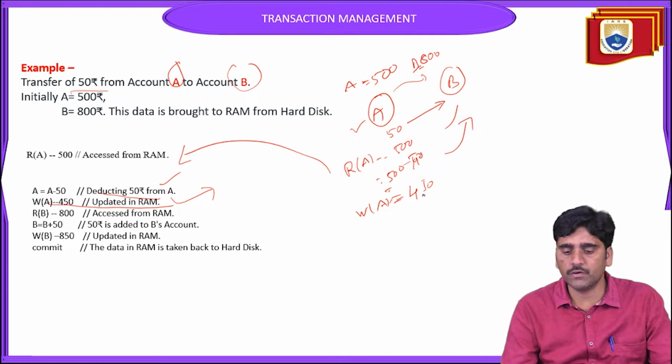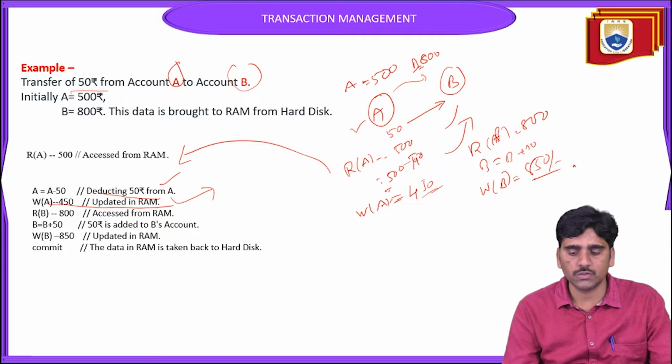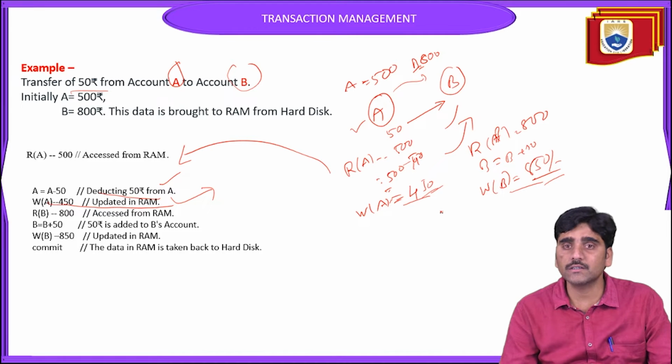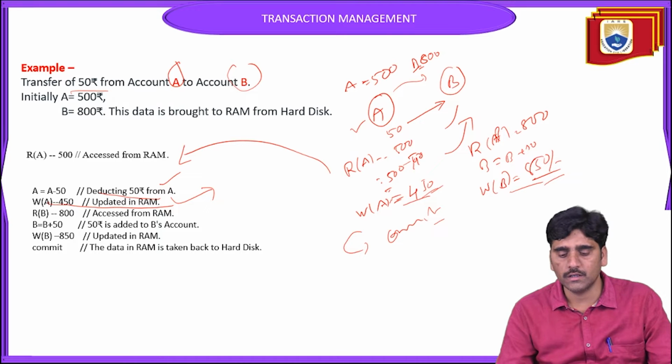Before doing this, what is the value of B account holder? Read of B equals 800. After performing the transaction, 50 rupees is added here. So the updated balance of B account holder is 850 rupees. This is updated in the RAM itself. After updating these two, it asks whether you want to perform any more transactions. If yes, then it is permitted to do the transactions. If no, the transaction is committed and it asks you to leave the ATM machine.